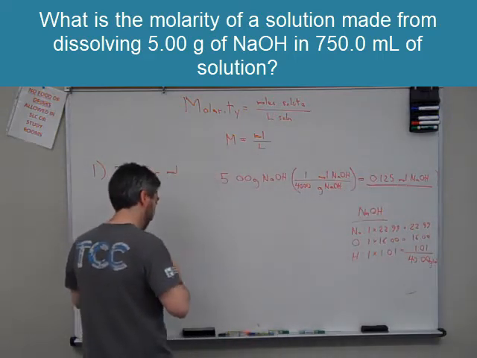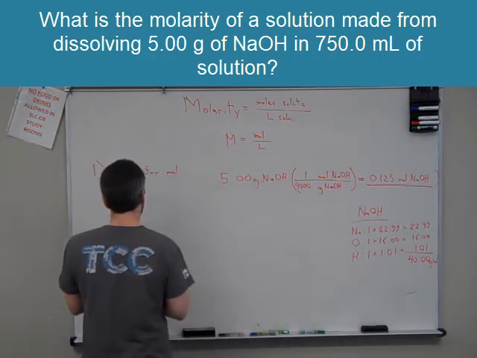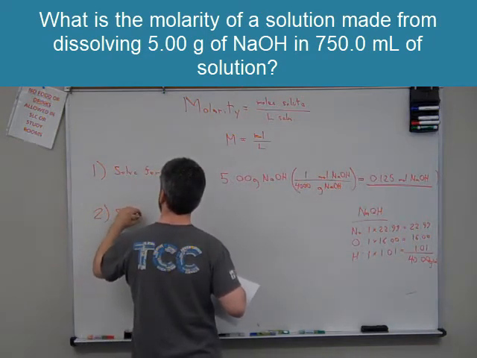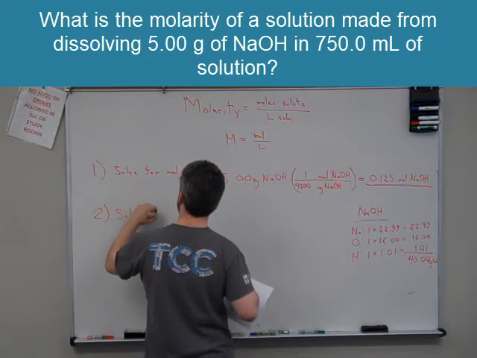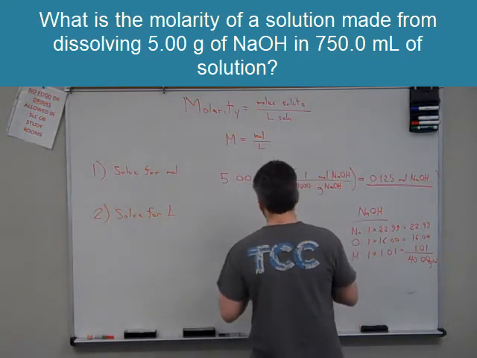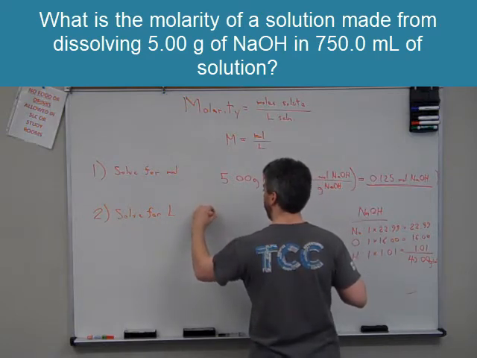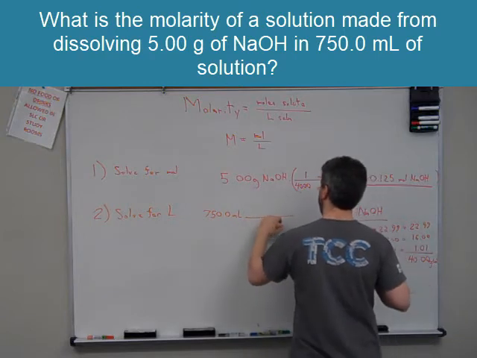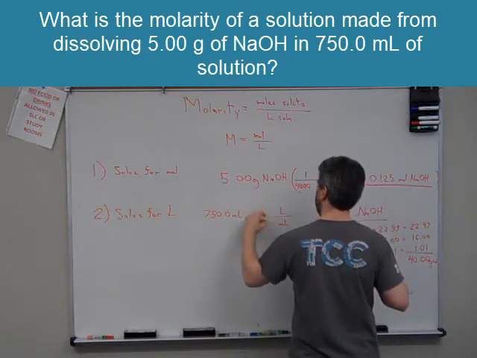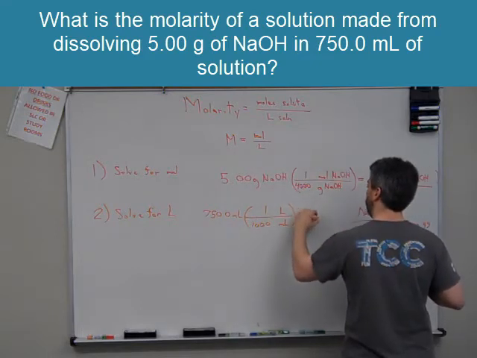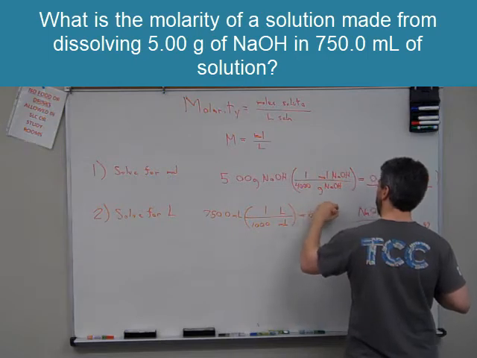Step 2. You have to convert the milliliters to liters. We solve for the volume in liters. In this case, we're given 750.0 milliliters, and we'll simply convert milliliters to liters, knowing that 1,000 milliliters is equal to 1 liter. And that gives us 0.7500 liters.